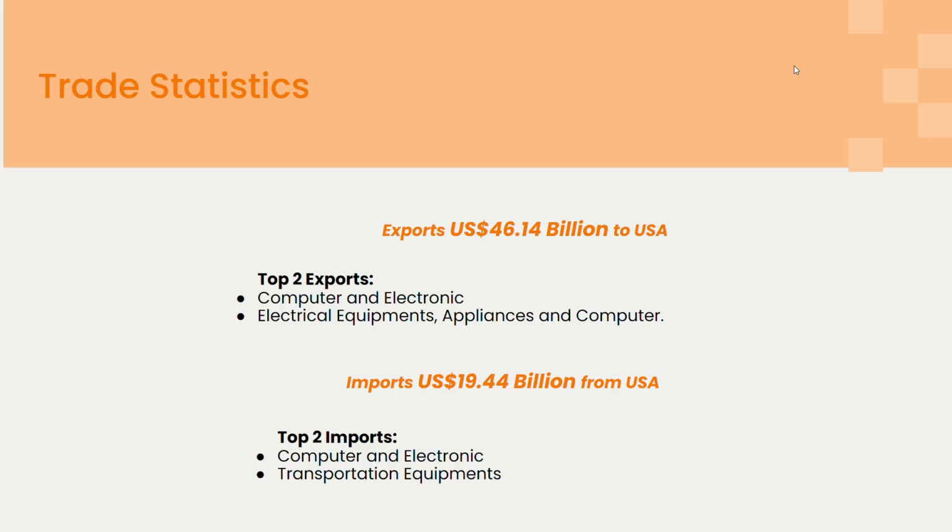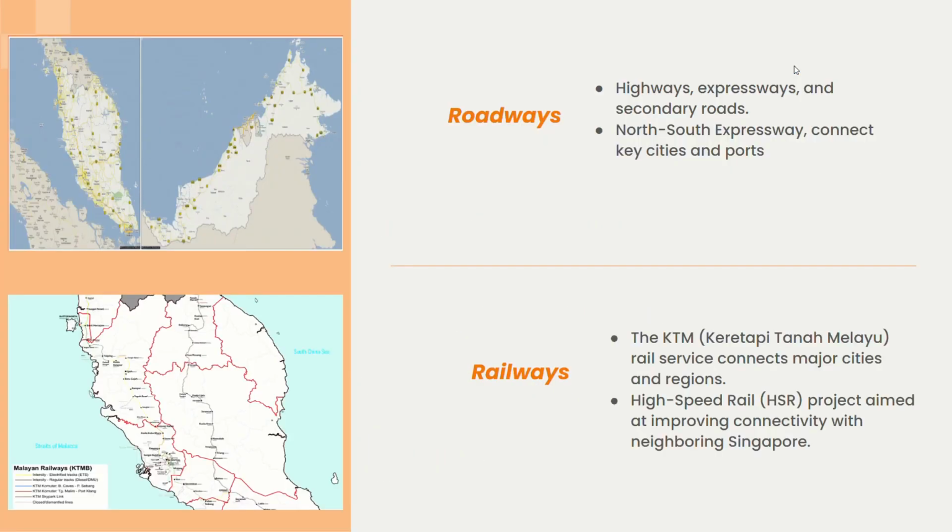If I talk about the trade statistics, Malaysia exports around 46.14 billion US dollars to the US, and top exports are computers, electronics and electrical equipment. If I talk about imports, they imported 19.44 billion US dollars from the US, and the major ones are computers and transportation equipment.